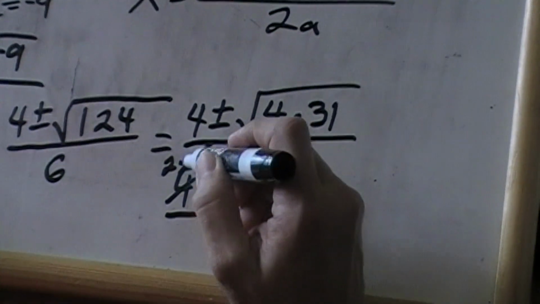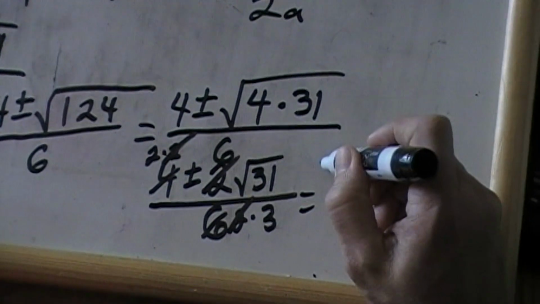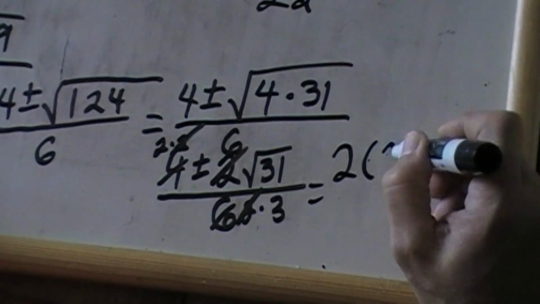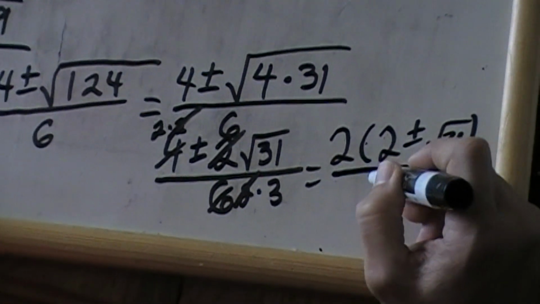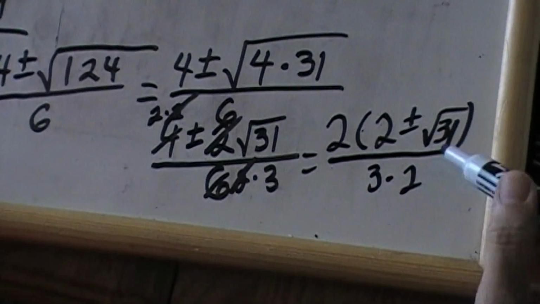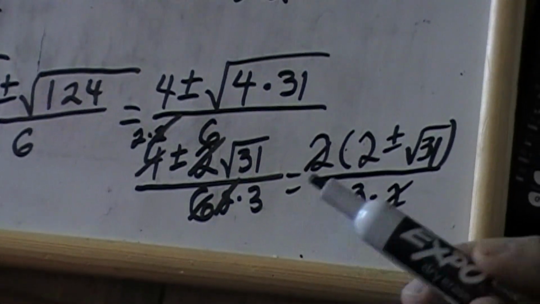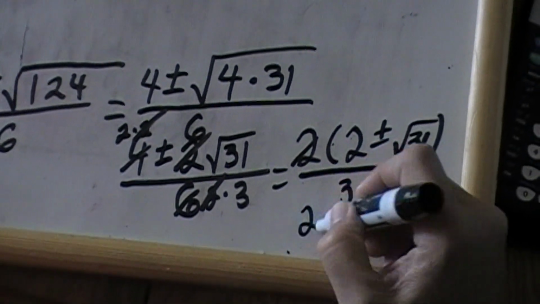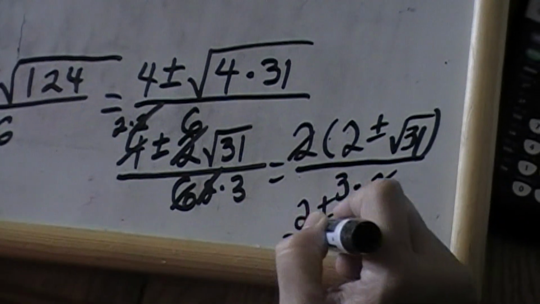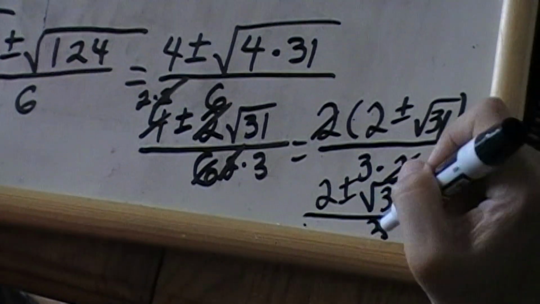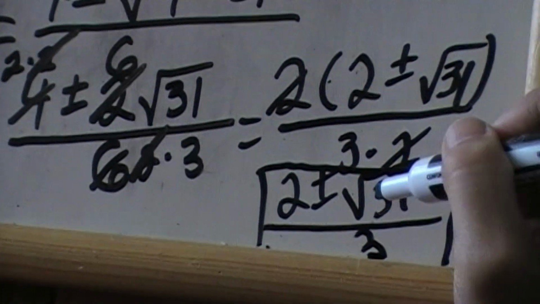So make sure you realize that the reason why we're able to take a 2 out here is because I could actually rewrite that top as 2 times 2 plus or minus the square root of 31, all over 6, or 3 times 2. And what I'm actually doing is canceling out the 2's, and you write down what's left, and then you're done, which is 2 plus or minus the square root of 31 all over 3. And that's your answer. And it's in simplified radical form.